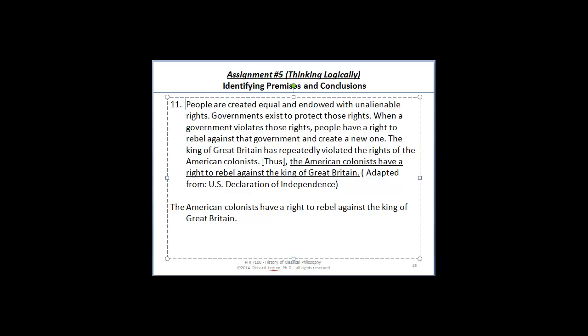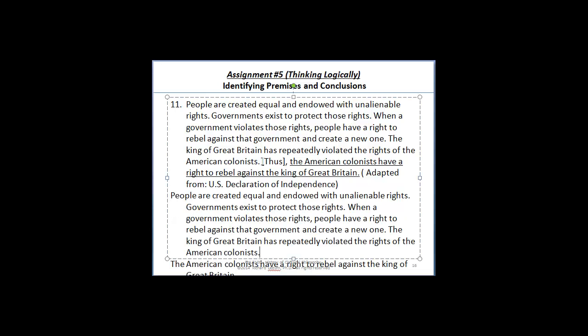Now, we've got to ask ourselves, are all of these premises? Let's copy them in here and see how it works out that way. In fact, let's make the original argument a little bit smaller so we have enough room to look at all of our premises and conclusions.